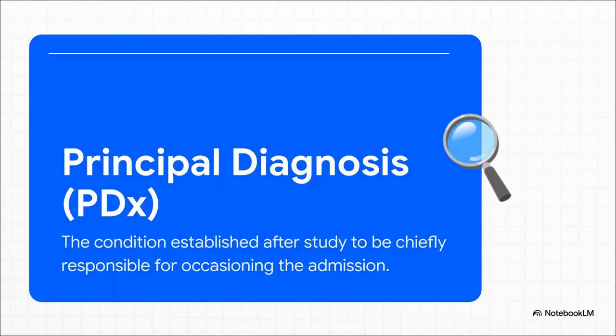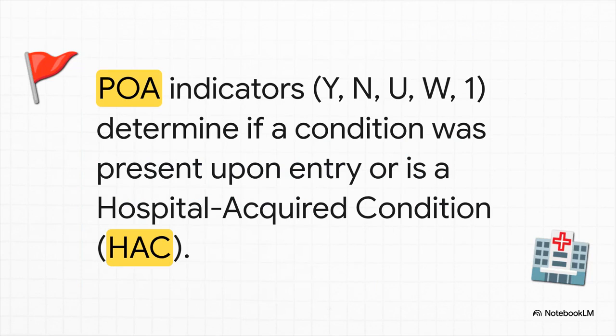Let's zero in on the single most important input, the principal diagnosis. Now remember, the principal diagnosis isn't necessarily the primary reason the patient walked in the door. It's not just severe chest pain. Rather, it's the clinical condition established after study to be chiefly responsible for the admission, like an acute myocardial infarction. This diagnosis determines the base DRG category, so getting this right is totally non-negotiable. Another massive factor is the POA indicator, which can be Y, N, U, W, or 1.